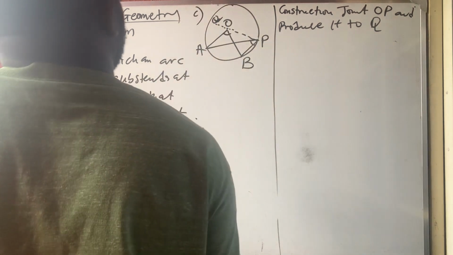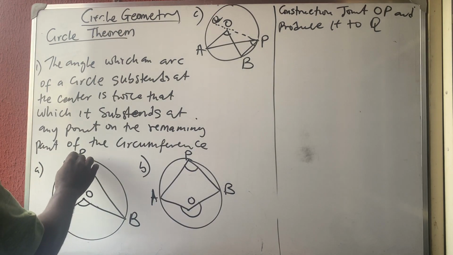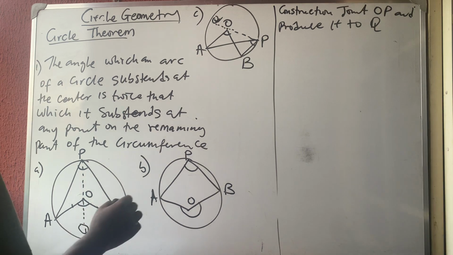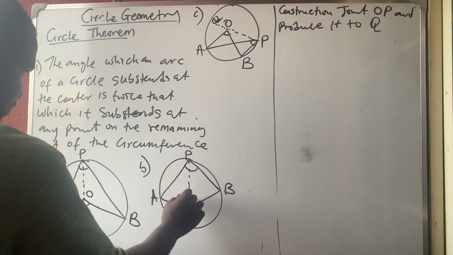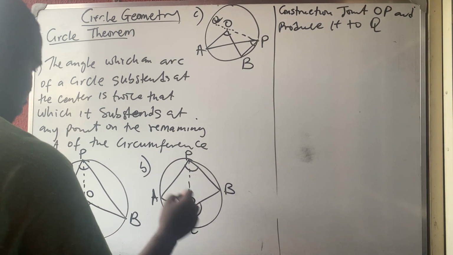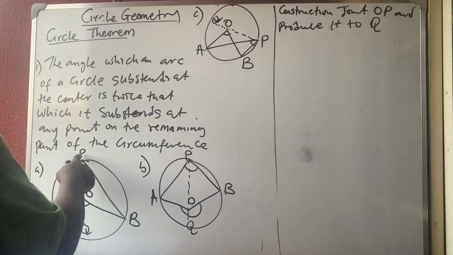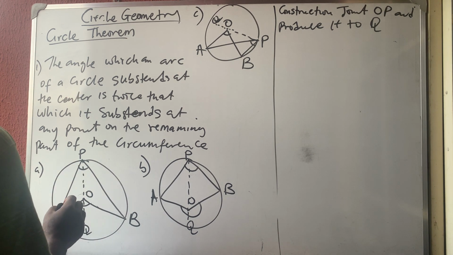To Q. We need to join this place and produce it to what? To Q. Once we now join it, the next thing we do, let us name it. Now if this one is drawn this way, let's say that here.